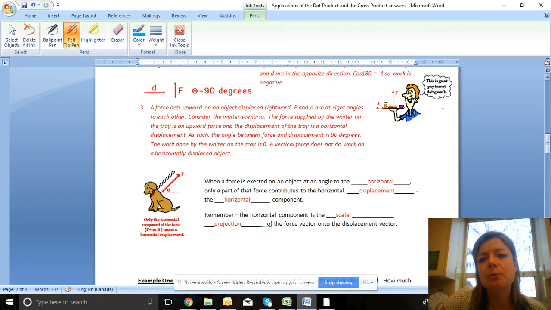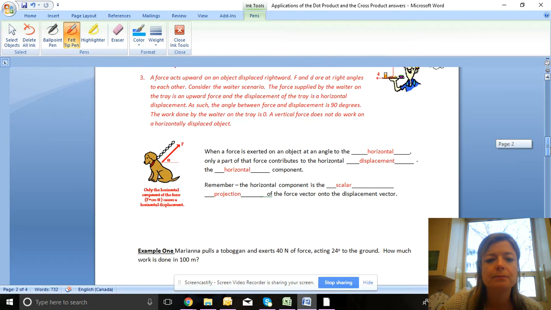Now, in this waiter example, where the force is going directly up and the displacement is going, in this case, to the left, then think about it. The cos of 90 is 0. So there is no work. The work is 0 here. F and D are at right angles. So if the force and displacement are at 90 degrees to each other, the work done by the waiter on the tray is 0. A vertical force does no work on a horizontally displaced object.